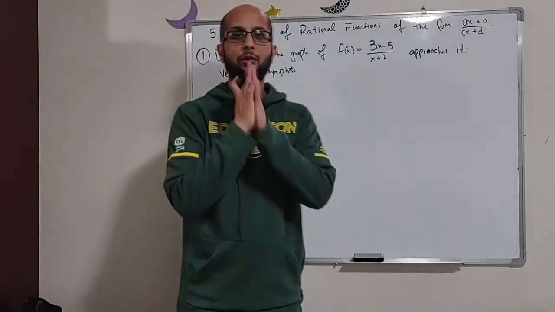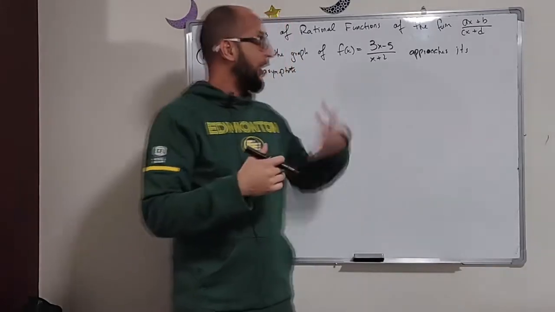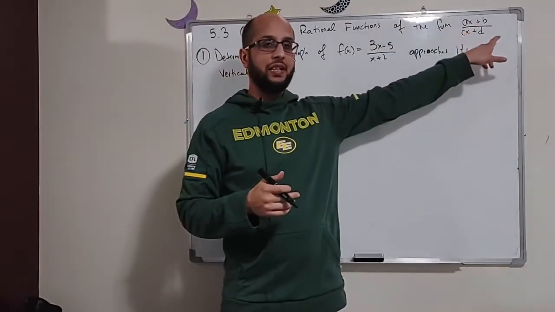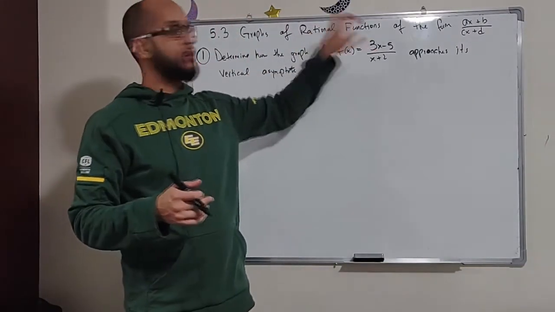Okay, so 5.3, we're going to be looking at the graphs of rational functions that are in this form, ax plus b over cx plus d. Now, before we go on, I want to understand what rational functions are.